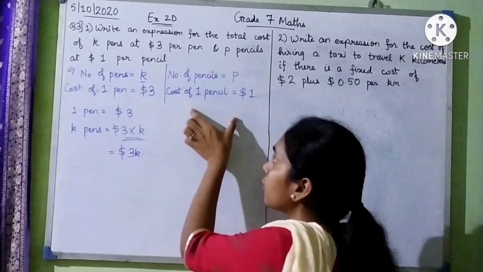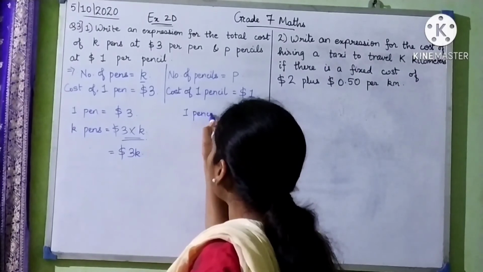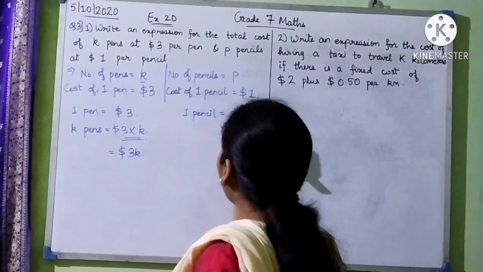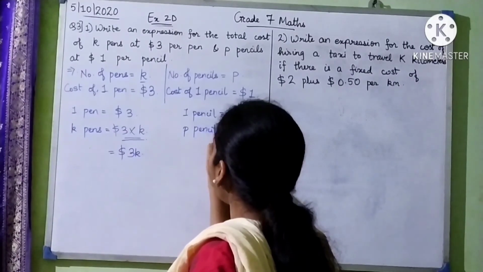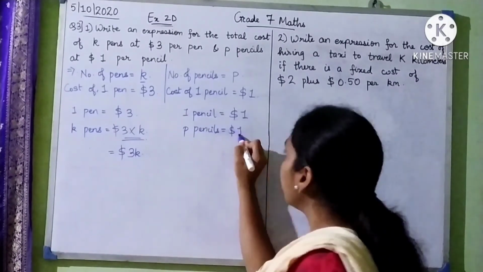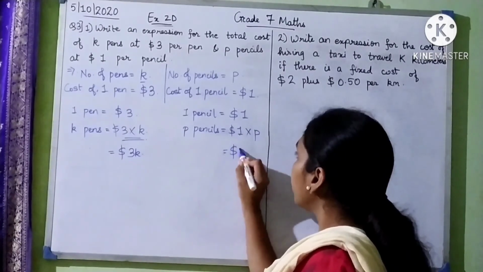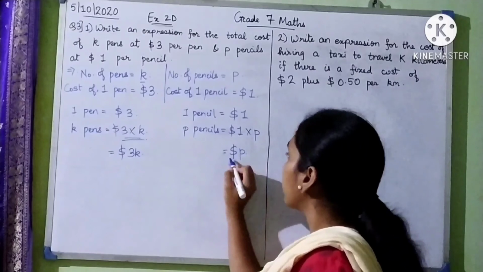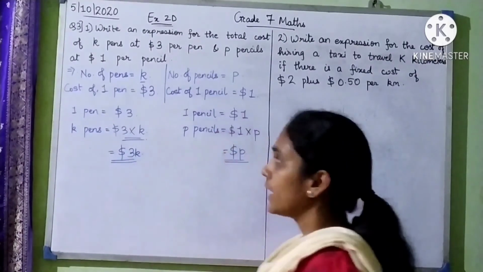Now we will find the cost of P pencils. So the cost of one pencil is how much? They have given us that one pencil costs $1. So similarly, P pencils will cost how much? $1 into P, right? So this becomes $P. So this is the cost of P pencils, and this is the cost of K pens.